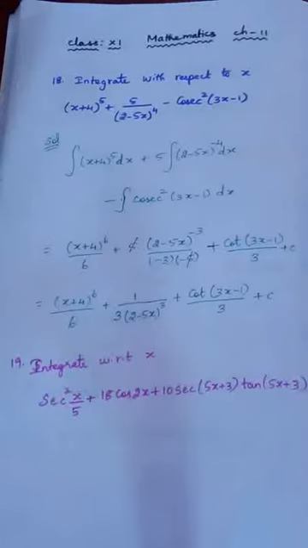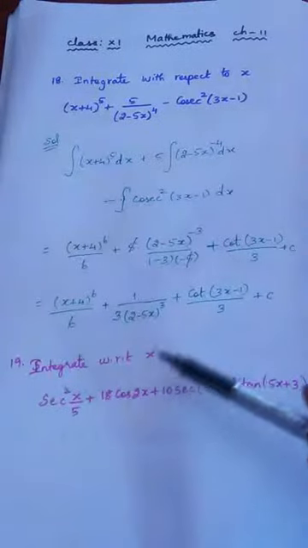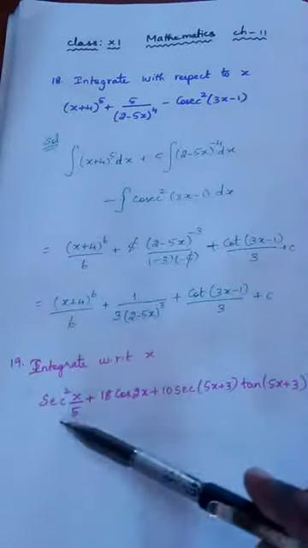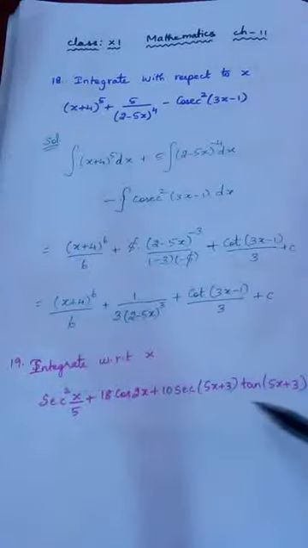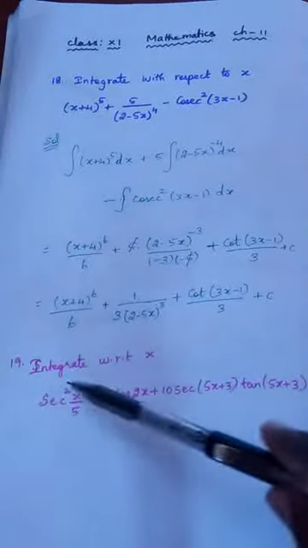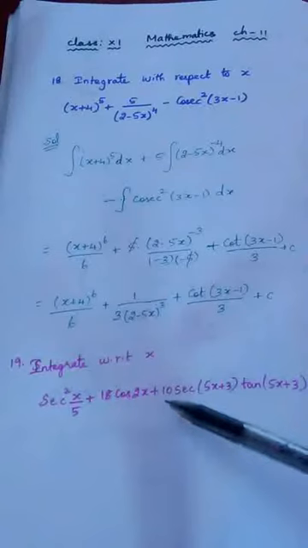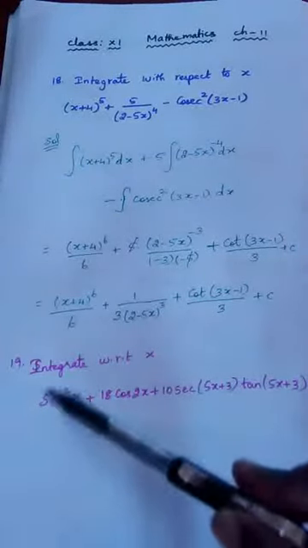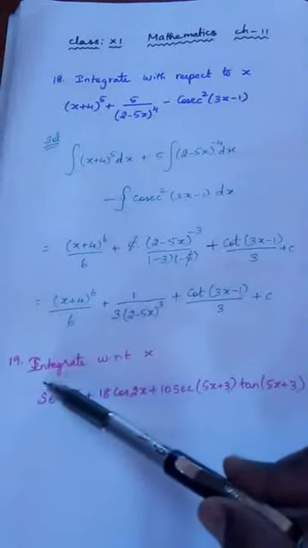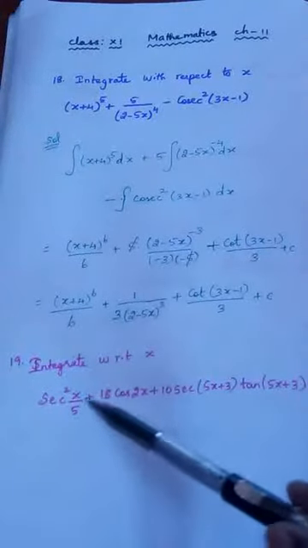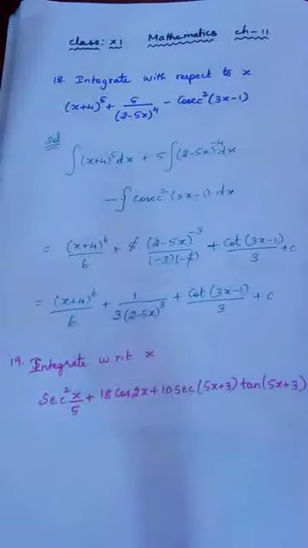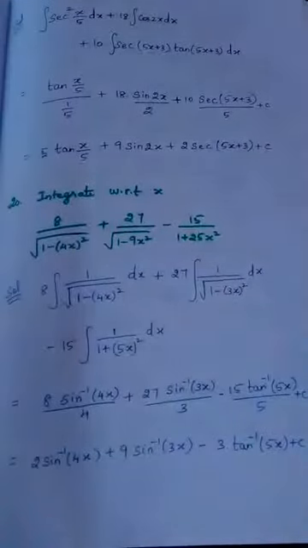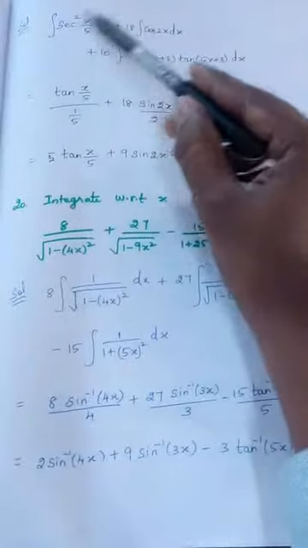Question number 19. Integrate with respect to x. Again, if you see, 1, 2, 3 terms were given. This is the first term, second term, and this entire thing is the third term. So what we will usually do, integration means we will split this into 3 integrals. First integral, second integral, and for this, the third integral. That is how we will start the sum. So as I said, the integration is split into 3.